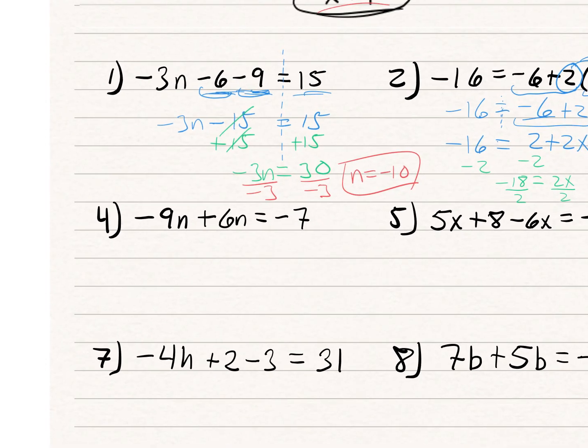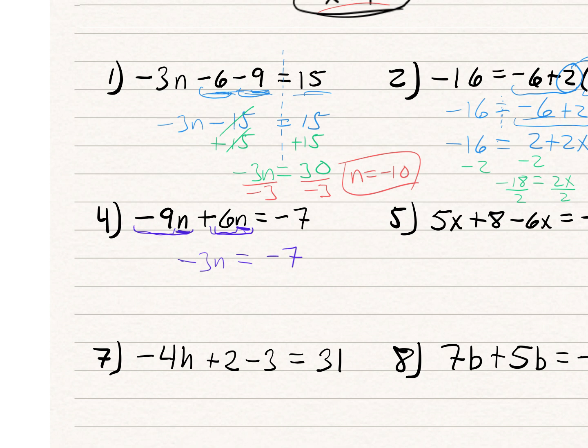And let's look at number 4. Right? Is there anything that we need to distribute? All right, not for this one. Are there any like terms? There are. Right? We have a -9n and a +6n. They both have an n, so they are like terms. To combine these like terms, you only combine the number in front of the variable. So -9 plus 6, all right, that's going to get you -3. All right, -3n equals -7.